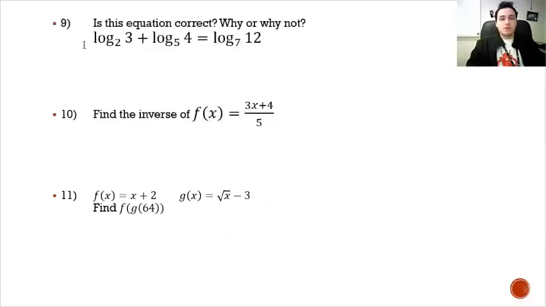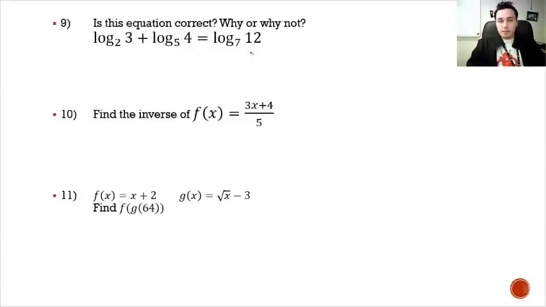And then the last 3 questions. Here's a good one, a little food for thought. So, is this equation correct? Why or why not? Well, if you look at it just kind of without putting too much effort into it, you would notice that you've got addition. Addition means you're supposed to combine it by multiplying. And sure, 3 times 4 is 12.